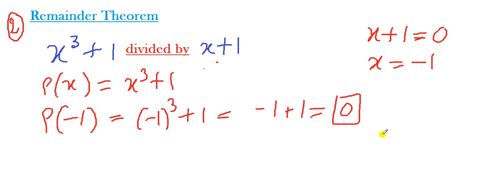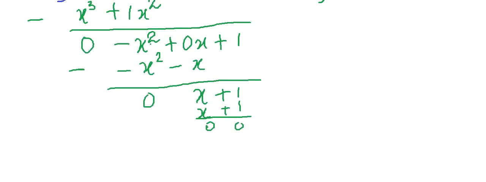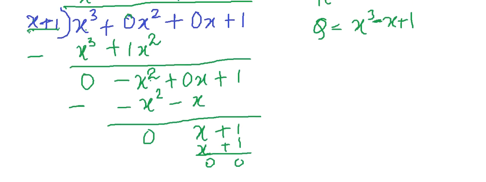So in a way you can say that the given divisor is a factor of the given polynomial. So whenever the remainder theorem gives you 0, then it means the divisor is a factor of the given polynomial. And to get more convinced, let me take you back to the actual long division.